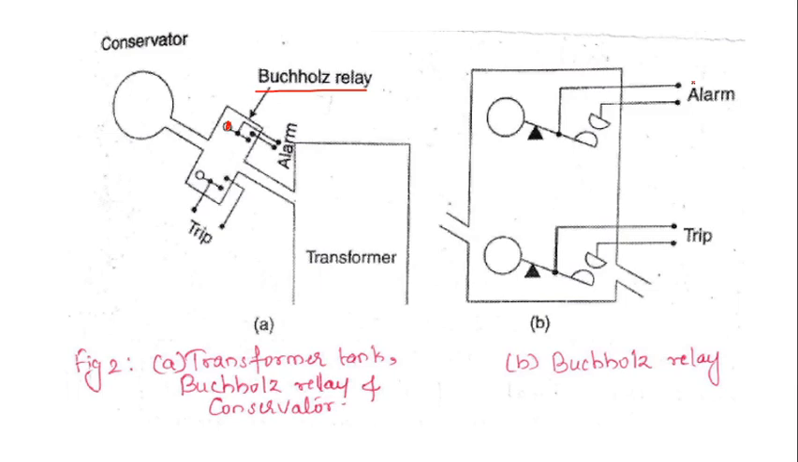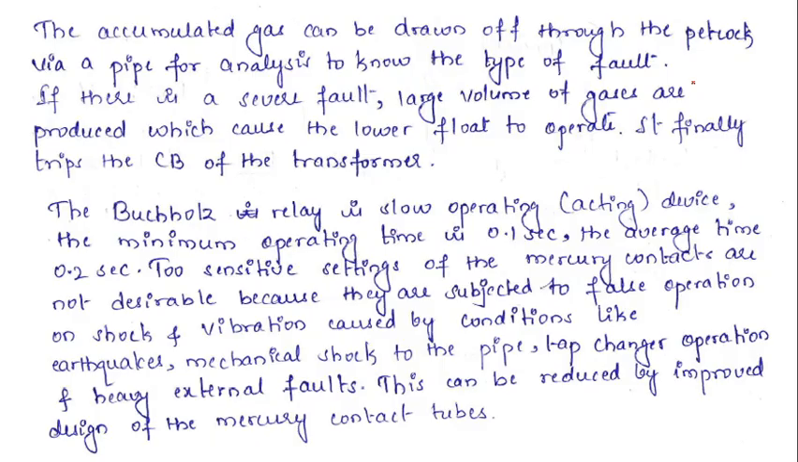The function of the operator is to collect the oil sample and analyze what type of fault has occurred, depending upon the composition of the gas formed. The accumulated gas can be drawn off through the petcock via a pipe for analysis to know the type of the fault. If there is a severe fault, a large volume of gases is produced which causes the lower float to operate. It finally trips the circuit breaker of the transformer.